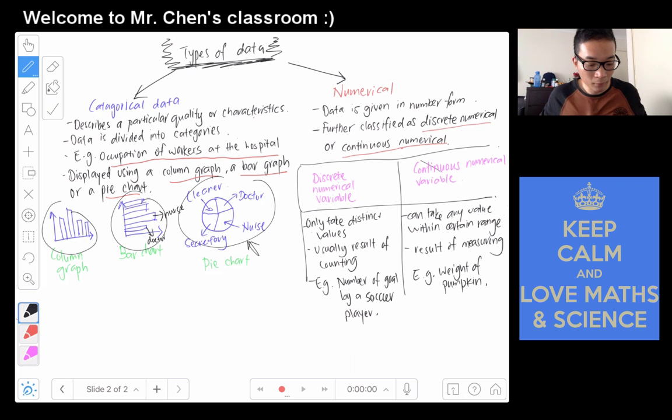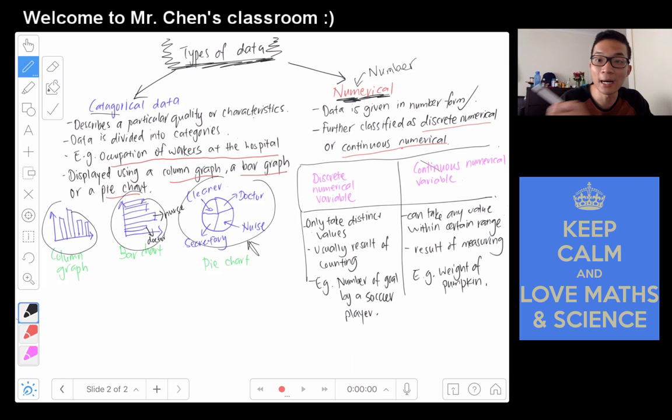And the second type of data is numerical. Numerical data is given in number form. Okay, so any type of data that has numbers is considered as numerical data. Numerical here is number, it derives from number. Okay, so one way to remember easily is numerical is number. Categorical is category. Alright, category. So anything that has category is categorical data.